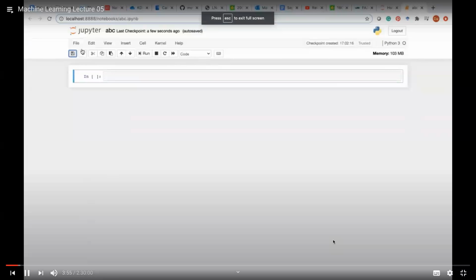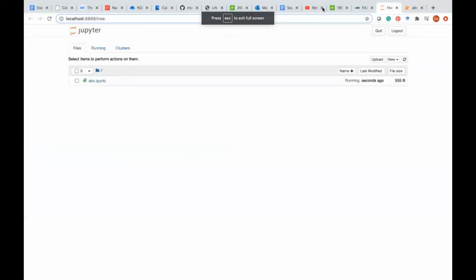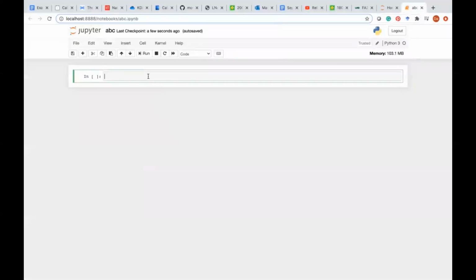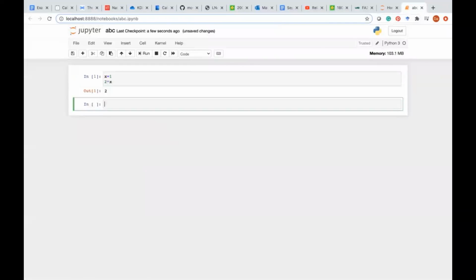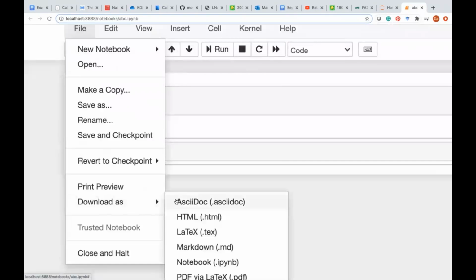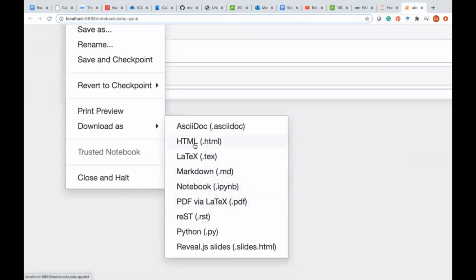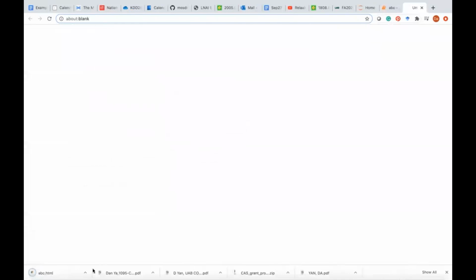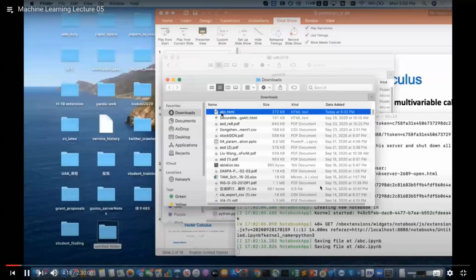I think I just saved it. Down here you can have an ABC. Now let's say we have x equal to 1, and I want to print 2 times x. Now if I want to save this to HTML, just go to File, Download as, HTML. It's just software I use. Just Google a bit.